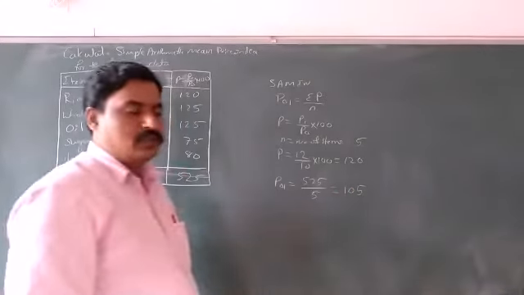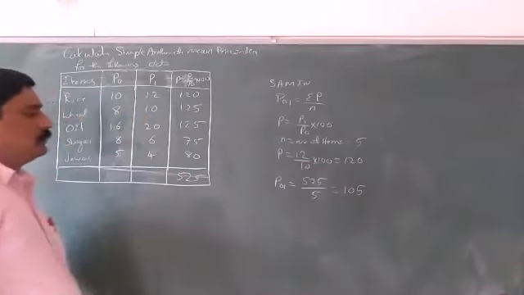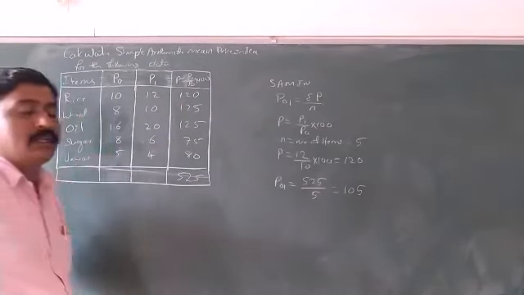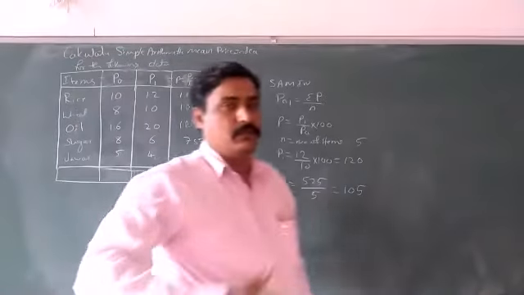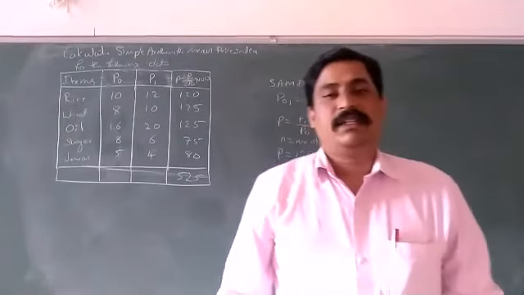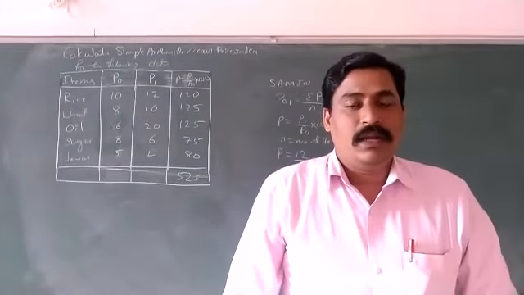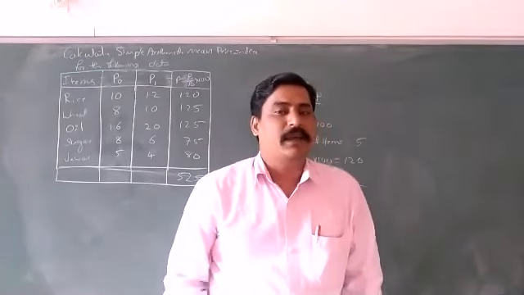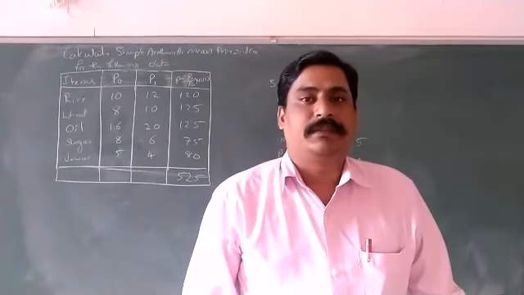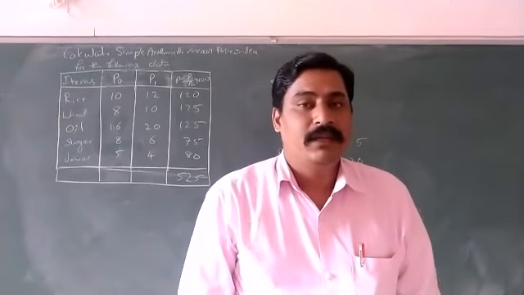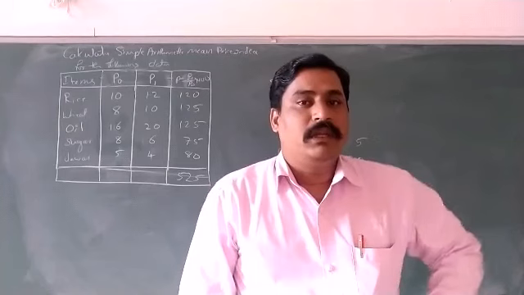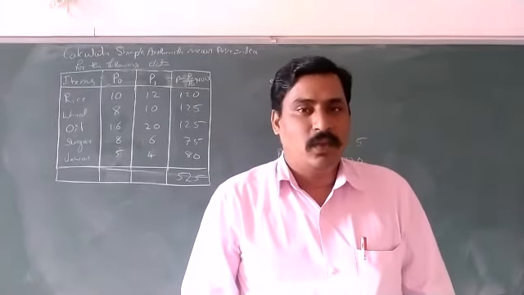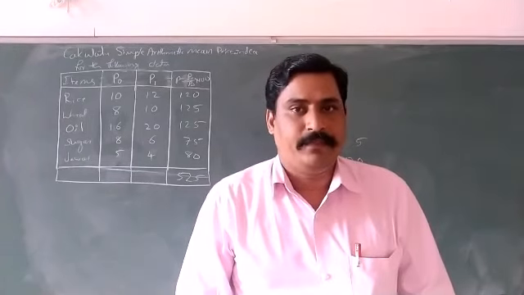105. So the simple arithmetic mean price index number for the year 2012 compared to base year 2010 is 105. That means it indicates the price level has increased by 5% here. Price level increased by 5%, and with the base year, the current year index number is 105.